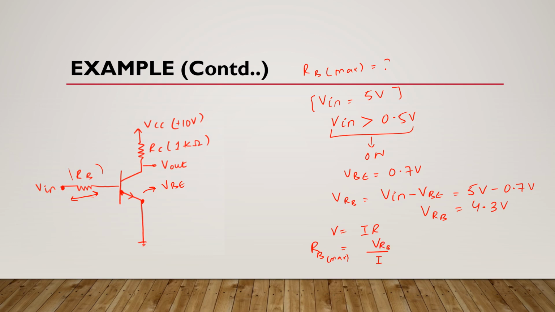In our previous slide, we have calculated IB minimum. So after putting these values here, we know that this is 4.3 volts and the minimum value of base current was found to be 50 microamperes. After solving this, you will get 86 kilo ohm. So this is the maximum value of RB that is needed to allow a minimum value of this base current. Okay, so this is your answer here.